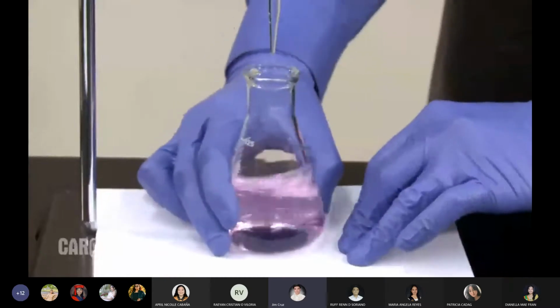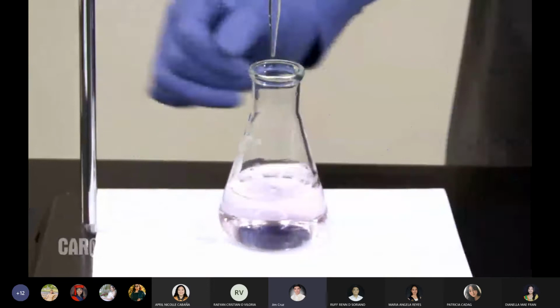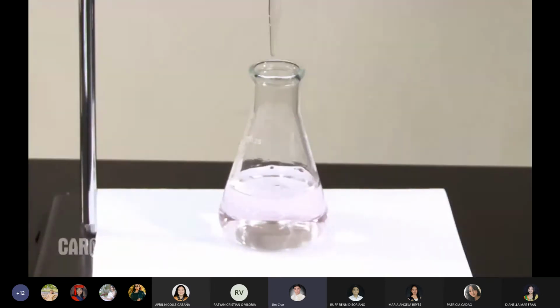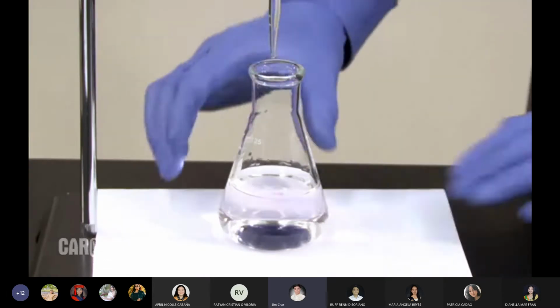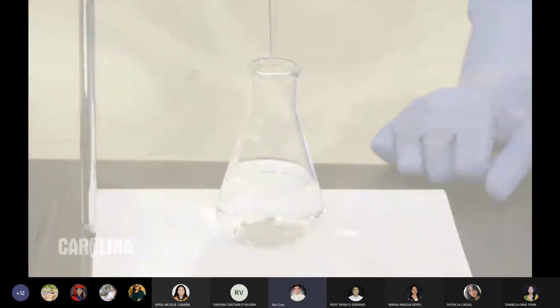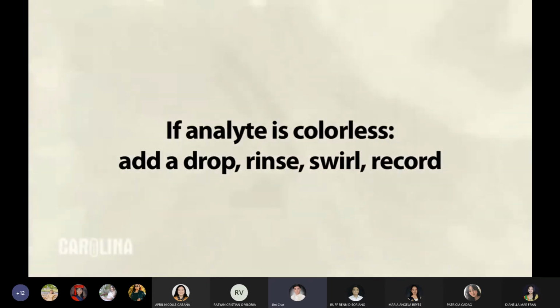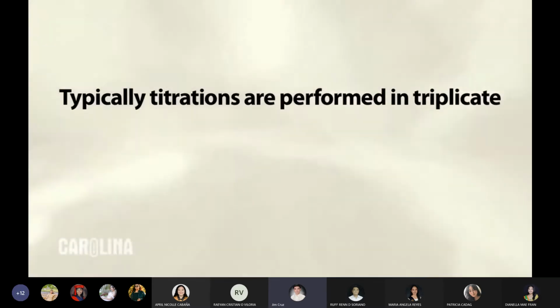Continue to swirl the flask with one hand and keep the other hand ready to close the stopcock. When you notice the indicator taking longer to fade, close the stopcock. Rinse the tip of the burette with deionized water and swirl the flask. Record the final volume on the burette. If the analyte remains faintly colored, then you have reached the endpoint. If the analyte is still colorless, then repeat these steps. Add a drop, rinse, swirl, and record until a faint color persists. Typically, titrations are performed in triplicate.